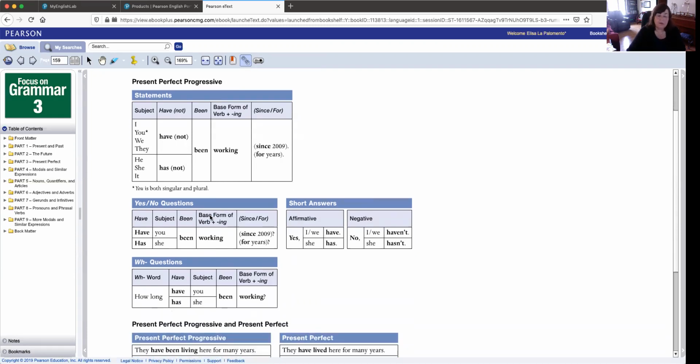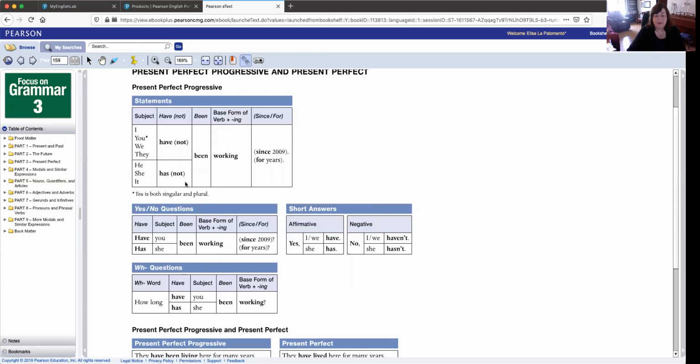Now, in the book, very often, as a matter of fact, most of the time, they make contractions out of the subject and the word have or the word has, so that they would say, I've been working or I've not been working. I would prefer you not to do that, okay? If you want to make a contraction with have not, haven't, or has not, hasn't, that is okay.